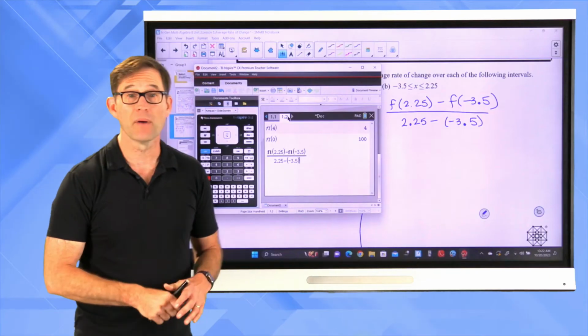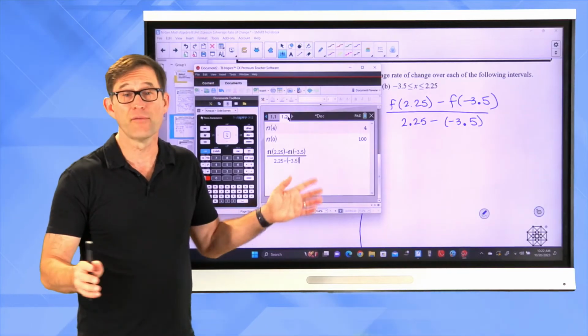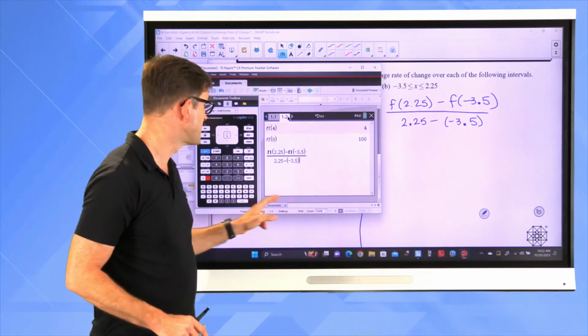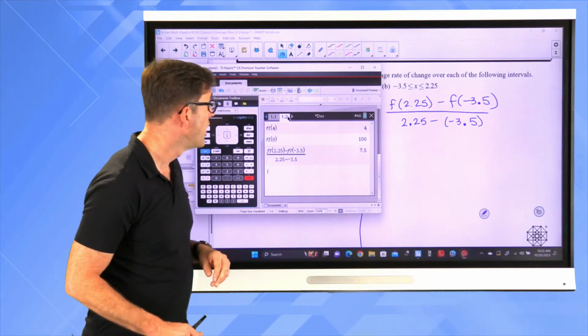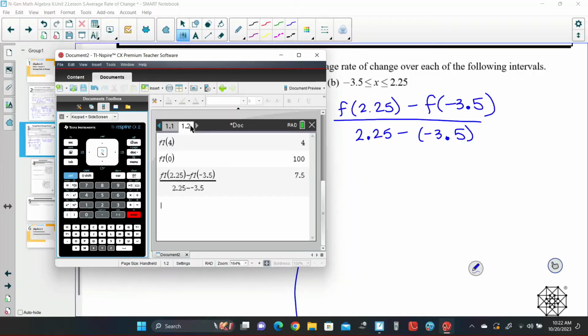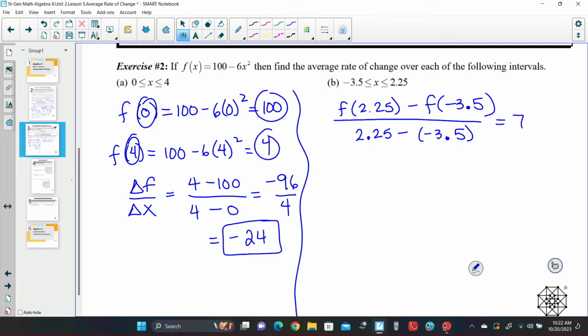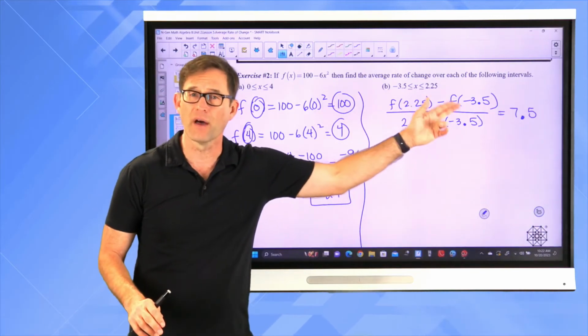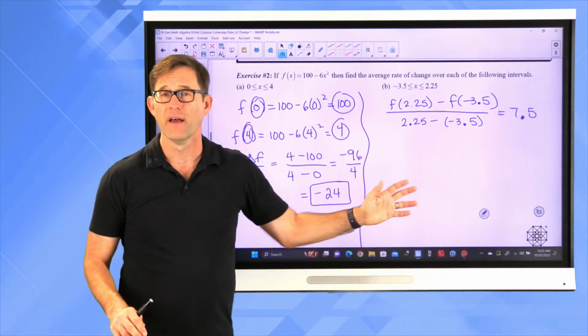But literally, I'm asking my calculator, hey, I've already put f1 in for you, right? So just tell me what this difference quotient is, and it's 7.5. And again, that's exactly what we would get if we evaluated... whoops, I don't know where the 0.5 went. There we go. That's exactly what we get if we evaluated f of 2.25, f of negative 3.5, etc.